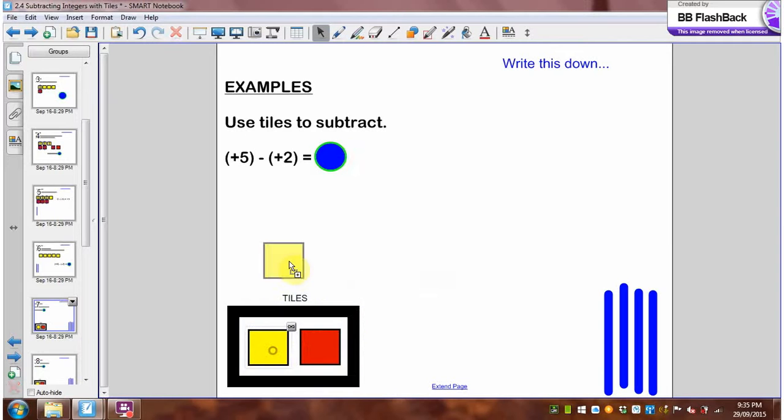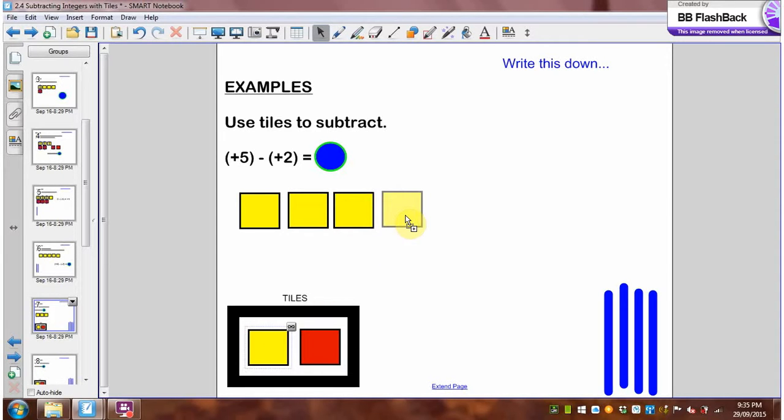Perfect. Okay, so +5. 1, 2, 3, 4, 5. Okay, so we represented this number with tiles. And we use the yellow tiles because we have +5. Okay, so now we're going to take away +2. So we're going to take 2 positive tiles and we're going to take them away.